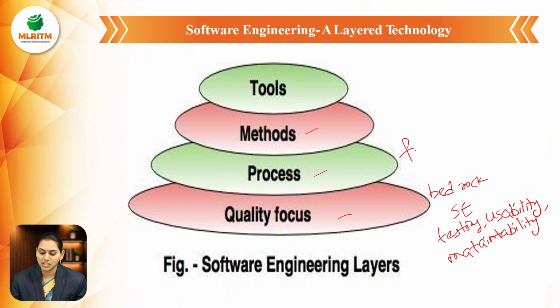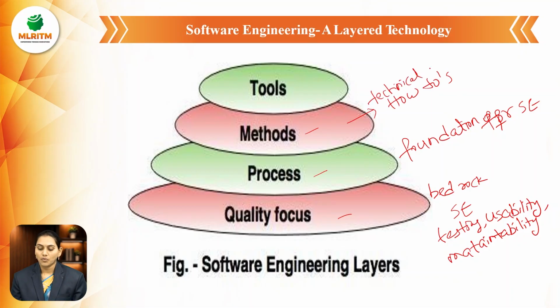Process is the foundation for software engineering. Here we have different types of activities: communication, planning, modeling, construction and deployment. Methods: all technical how-tos can be answered by the methods. For example, how to gather the requirements, how to make the design, how to test the project. These are all how-tos that can be answered by the methods.